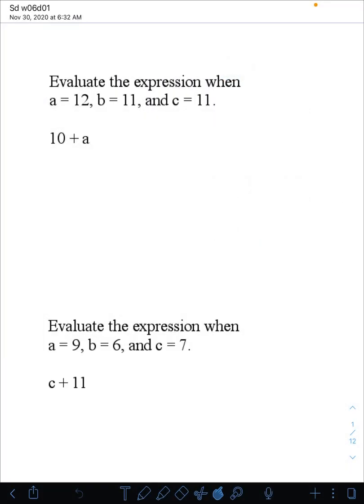Okay, so first step, do not overthink this. What I would do is, if I was in Notability or something, I would take a second and say, okay, I'm going to rewrite my expression. And I'll show you why in a second.